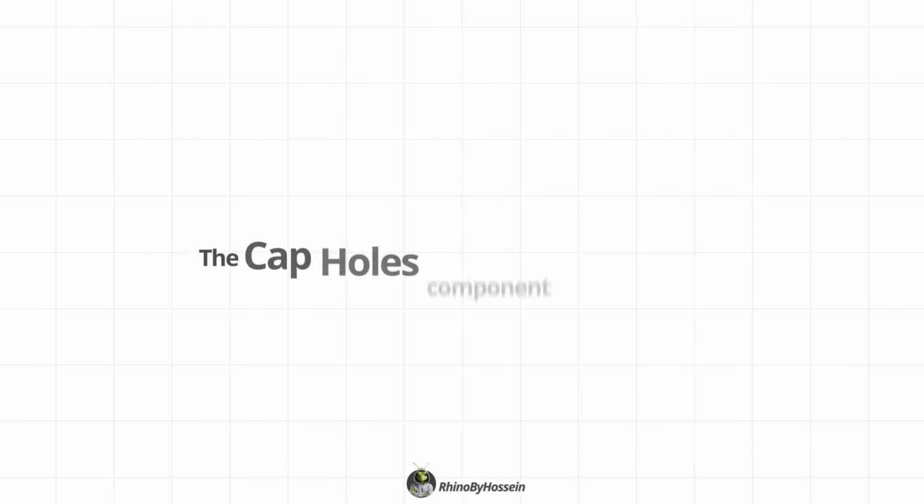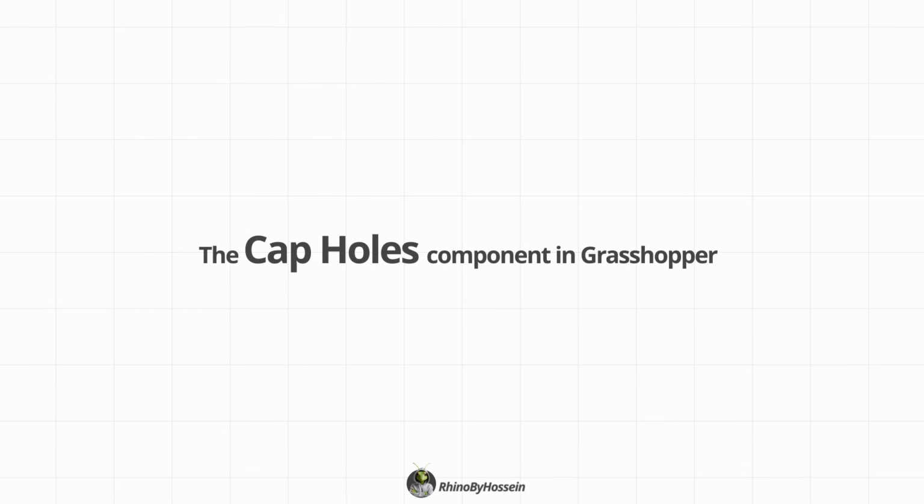The cap holes component in Grasshopper is used to fill holes or openings on a surface or a brep. The logic is simple. If a surface or 3D volume has open edges, like a box without a top, this component identifies the open edges and creates a new surface to close them. Its main use is when you want to prepare geometry for 3D printing, volume calculations, or Boolean operations, because most solid operations require a fully closed geometry.